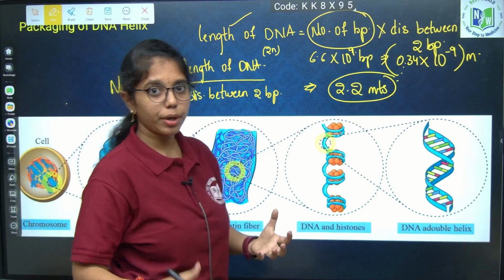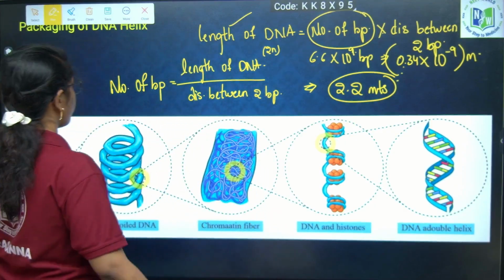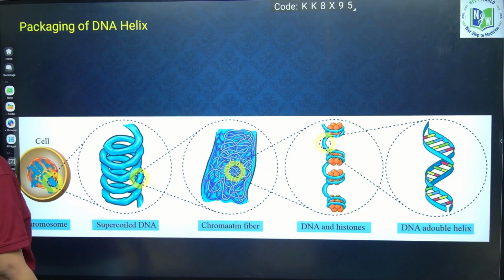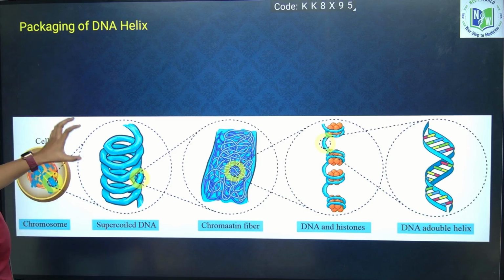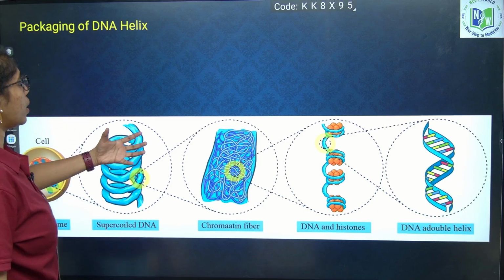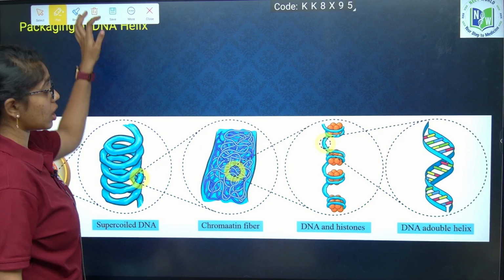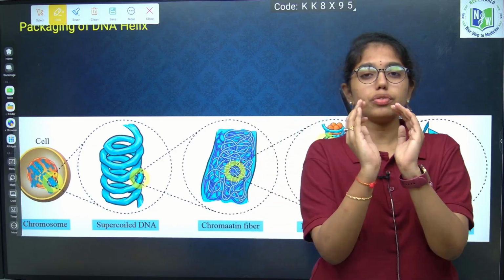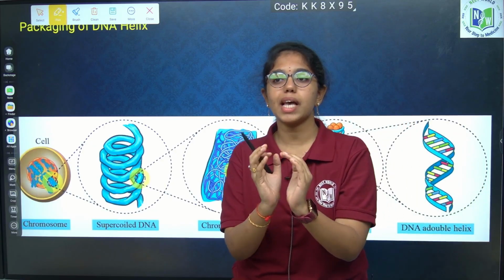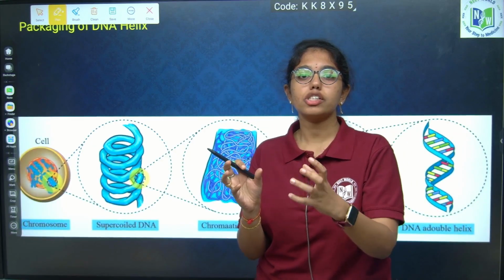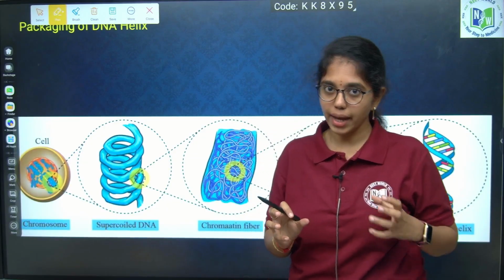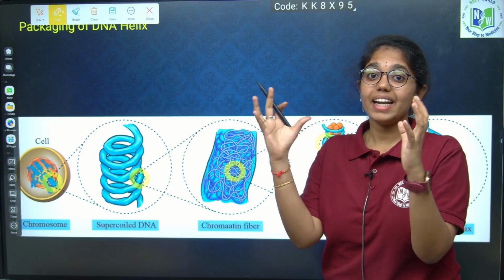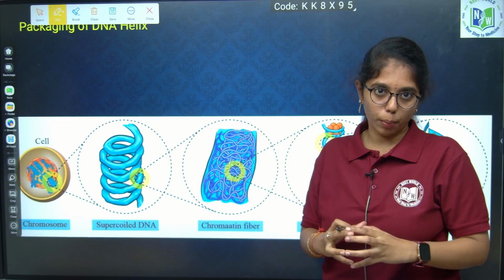We will later come into the calculation part also. So, if you see packaging of DNA, why is packaging necessary for a DNA? If you look into the length of DNA, which is around 2.2 meters long, that is 6 feet long, it has to fit in that small nucleus. For example, in a human cell, the nucleus is 10 to 20 micrometers in diameter. So, to fit into that small nucleus, DNA has to be packed properly.